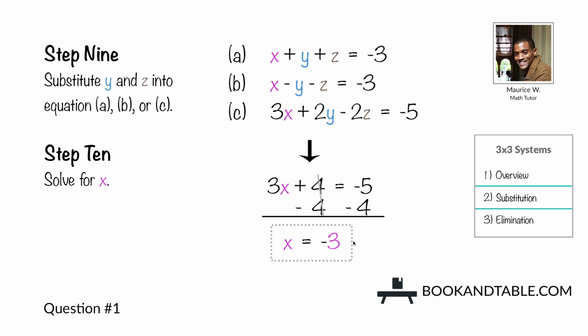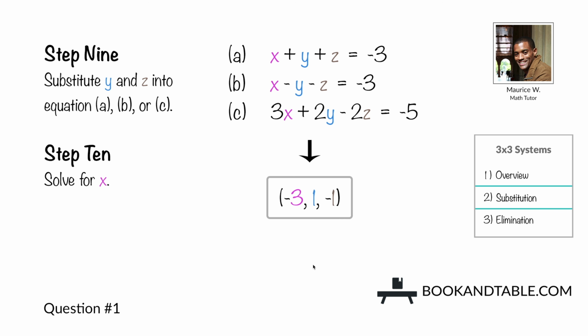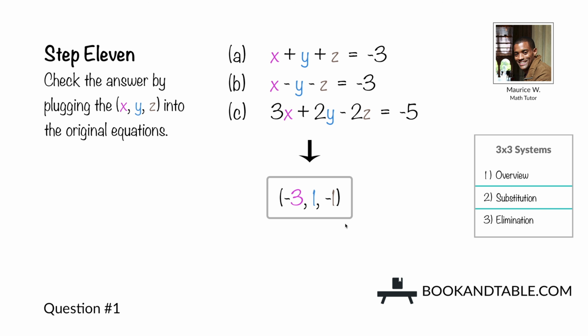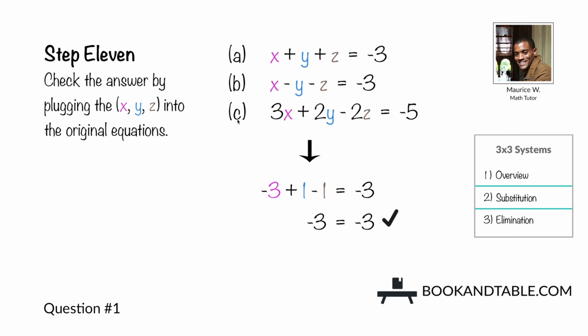So when you plug in y and z into A, B, or C, we get x is equal to -3, showing us the solution to this system is the point where x is -3, y is +1, and z is -1. And now, step 11, check the answer by plugging the x, y, z, -3, 1, and -1 into the original equations, A, B, and C.